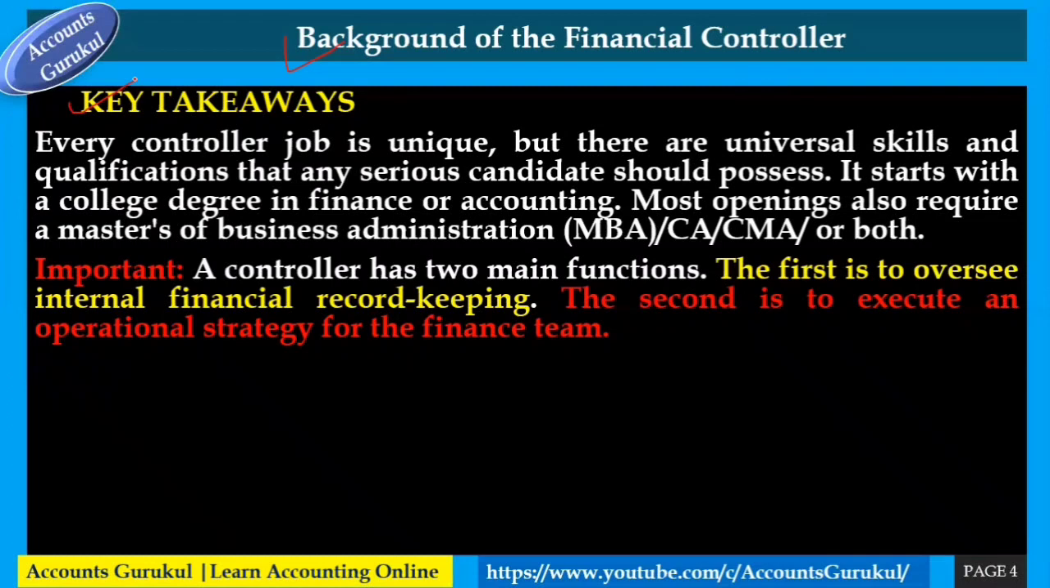And the second is to execute an operational strategy for the finance team. So one is to oversee the internal financial functions, and the second is to execute an operational strategy for the finance team. These are the two main functions of the controller.